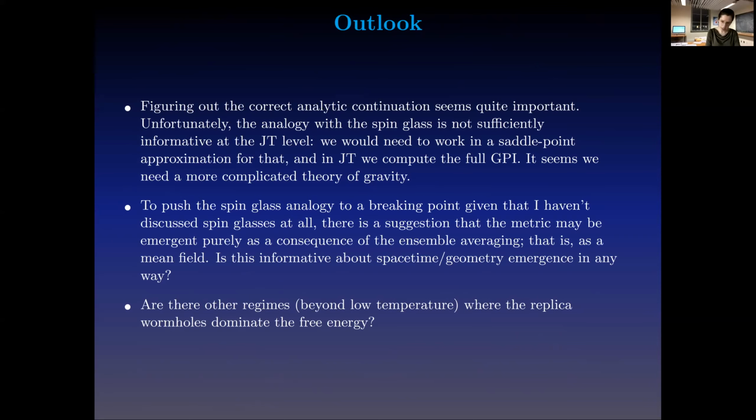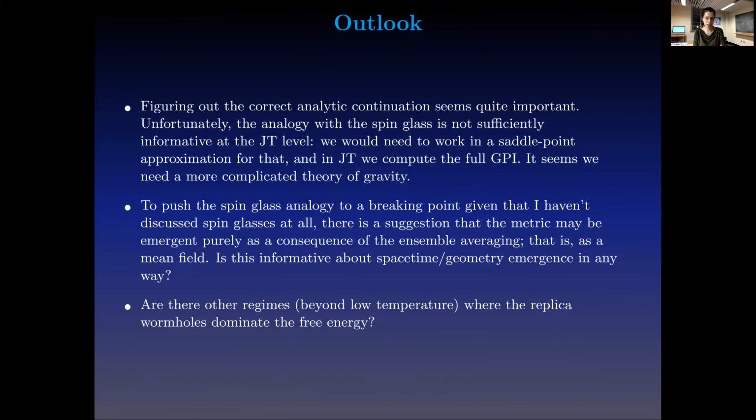Now, I haven't really talked about spin glasses, but let me push the analogy maybe to a breaking point. In spin glasses, well, I won't say what it is in spin glasses, but I'll just say what the suggestion is. There's a suggestion that the metric may be emergent purely as a consequence of ensemble averaging. So potentially the metric is emergent as a mean field. And I wanted to ask if this is informative quantitatively about space-time or geometry emergence in any way. And it's not clear what exactly is the content of the analogy with spin glasses until we can do a saddle point analysis in gravity, and whether that analysis will show that the parallels continue to hold.